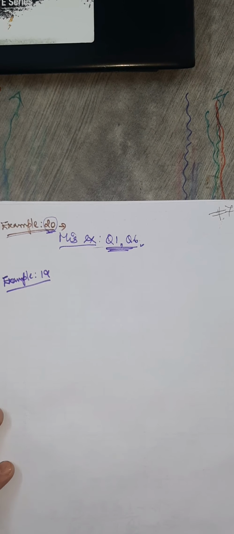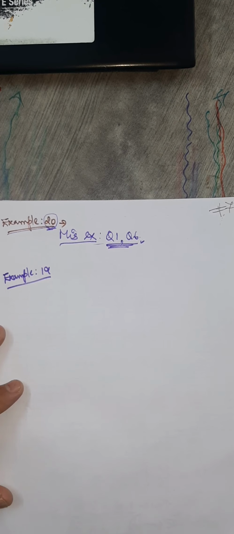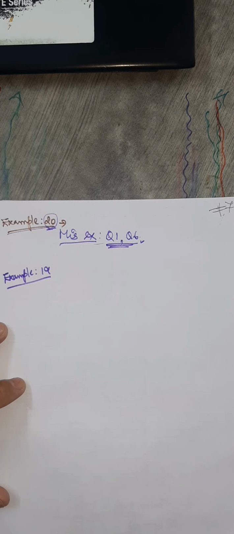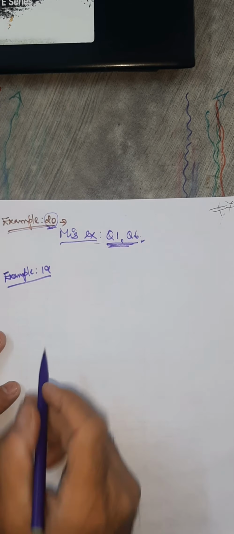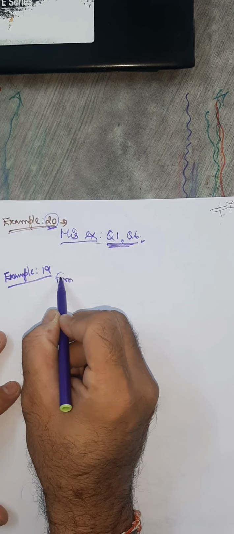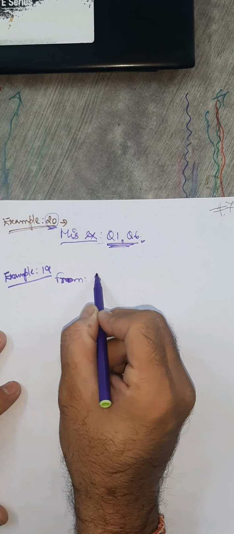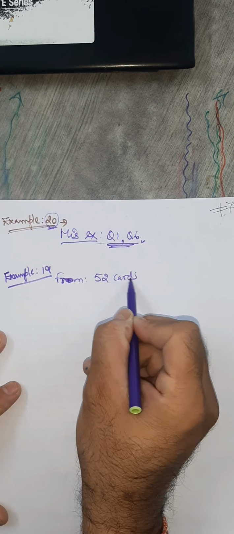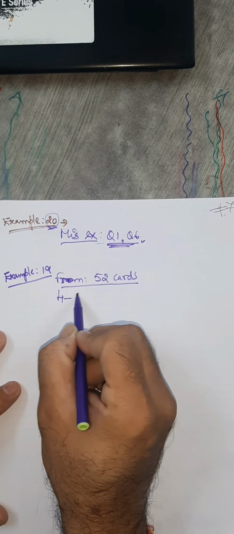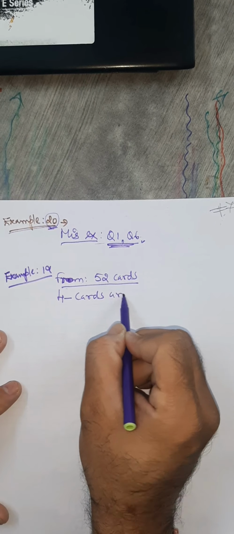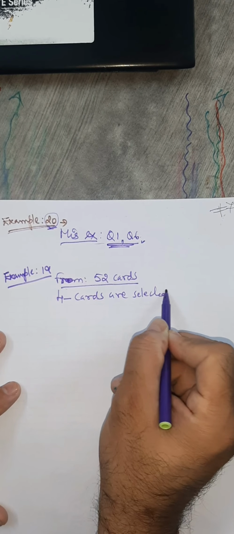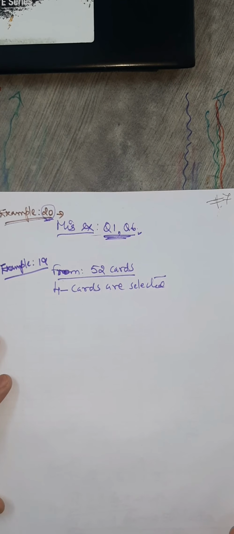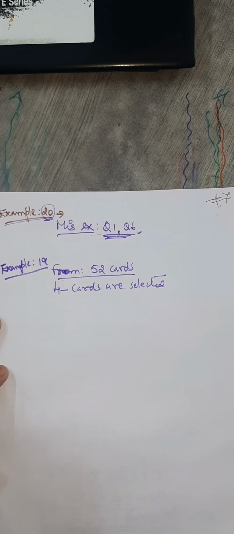Now we'll discuss example number 19 here. That's based on cards, remember. What's the number of ways of choosing 4 cards? So it's a question of selection, remember. So we use the combination concept. From a pack of 52 cards, 4 cards are selected, satisfying the following conditions. Right?